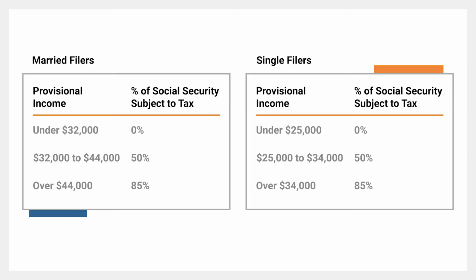On the left-hand side, you can see this graph for married filers, and you can see that for a provisional income of under $32,000, 0% of your Social Security would be subject to income tax. $32,000 to $44,000, 50% of it would be taxed, and over $44,000, up to 85% of your Social Security benefits would be taxed. You can see the single filer rates on the other side.